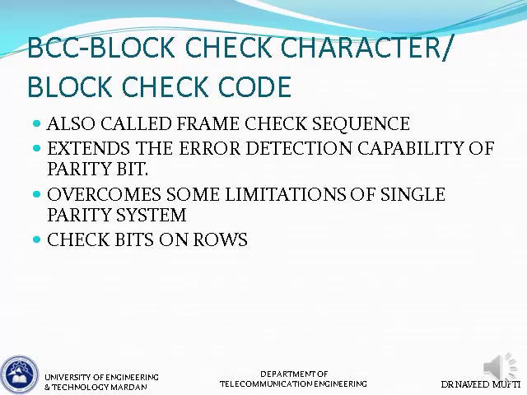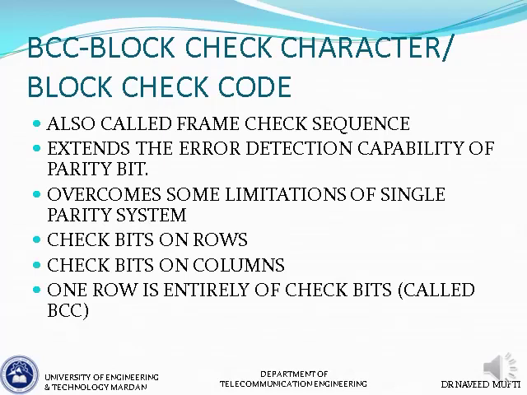Basically the idea is that you place check or parity bits on rows, and you place check or parity bits on columns. Once you are done with this technique, you have one row which entirely consists of the check bits or parity bits, and that extra row is called BCC. That's where the name comes from. Obviously it has its limitations as well, as we will discuss with an illustrative example on the next slide.